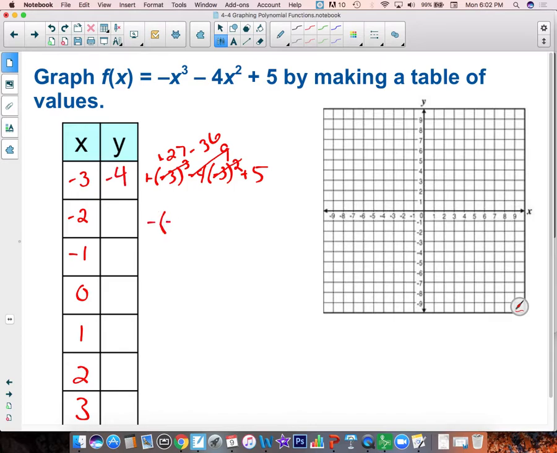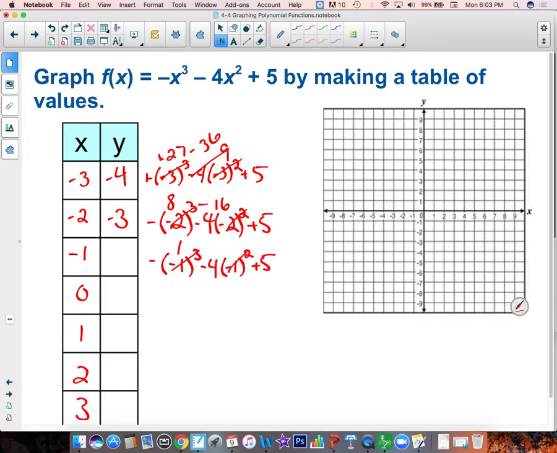So I'm going to go through these, plugging in the numbers. So that gives me -8, so that gives me a +8 because of that negative out front. This would give me +4 times the -4, so it's -16. So 8 minus 16, that's -8 plus 5, that gives you a -3. Plug in the -1 next. So -1, +1, +1, -4. So we have 1 minus 4, that's -3 plus 5, now we're at a 2.